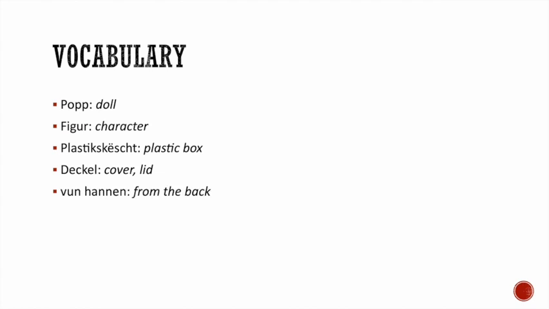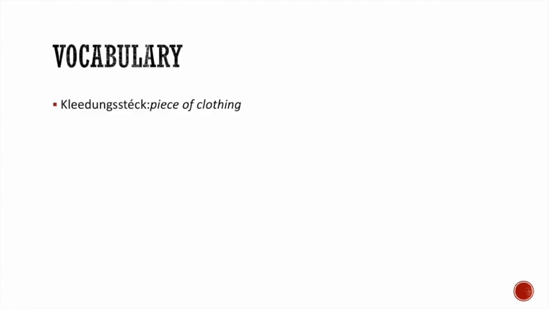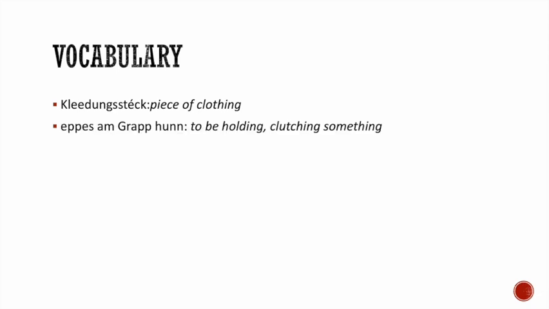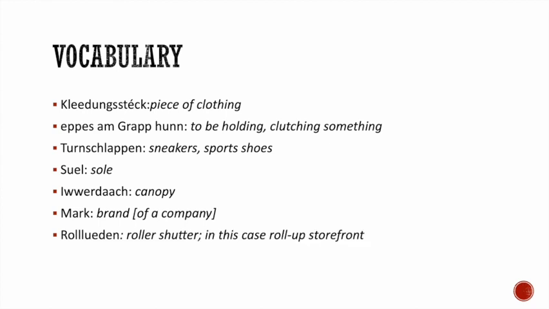Vun hannen, from the back. Knien is knee or knees. Kutsch is stroller or pram for toddlers, for babies. Kuerf is basket. Kleidungsstück is piece of clothing. Eppes an der Hand hunn, epes means something and hand hunn is like holding. So to be holding something or clutching something is a phrase. Turnschlappen is sneaker or sports shoes. Sol is sole of a shoe. Iwwerdaach is canopy or tent. Mark refers to the brand of a company. Rolllueden is the door of a shop, roller shutter, storefront.